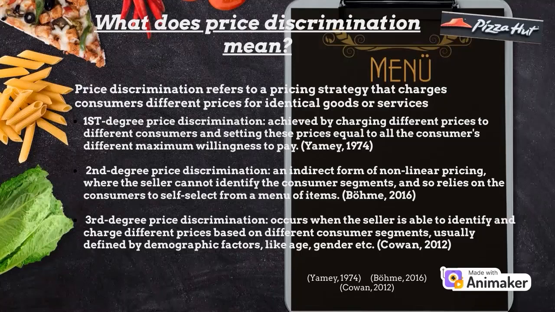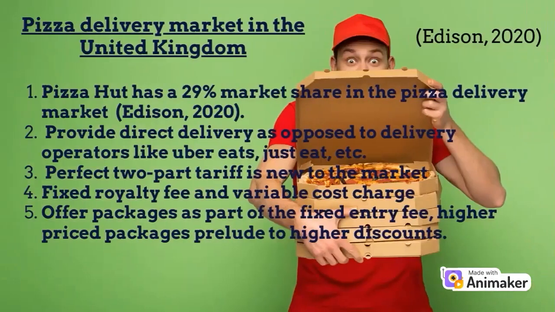Third-degree price discrimination occurs when the seller is able to identify and charge different prices based on different consumer segments, usually defined by demographic factors like age, gender, etc. The UK's pizza delivery market is my focus in this presentation, specifically the incumbent firm Pizza Hut, who have a 29% market share, second only to Domino's. Like Domino's, Pizza Hut chose to stay away from the delivery operators like Uber Eats and Just Eat and rather sell and deliver direct to its customers.